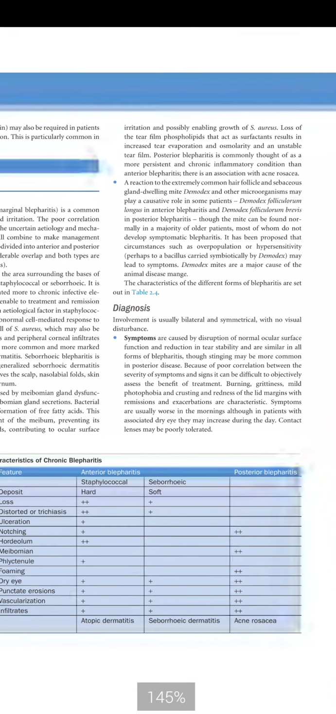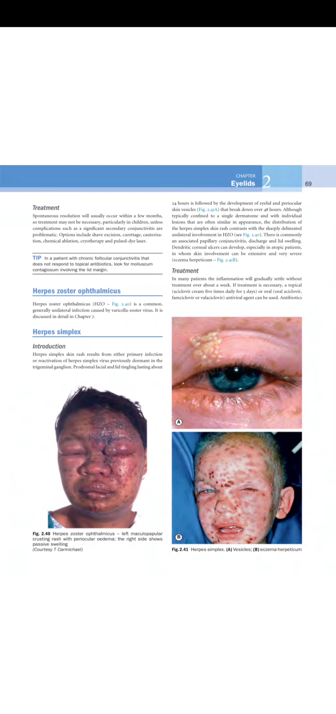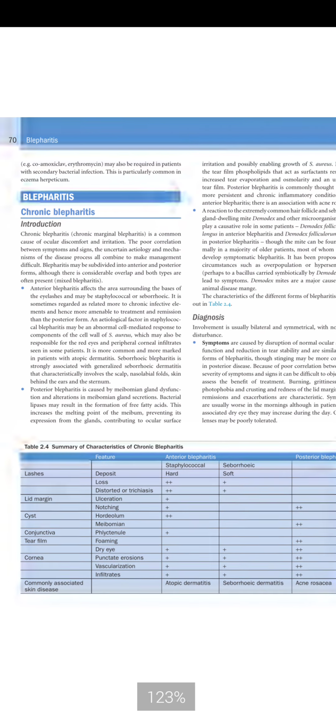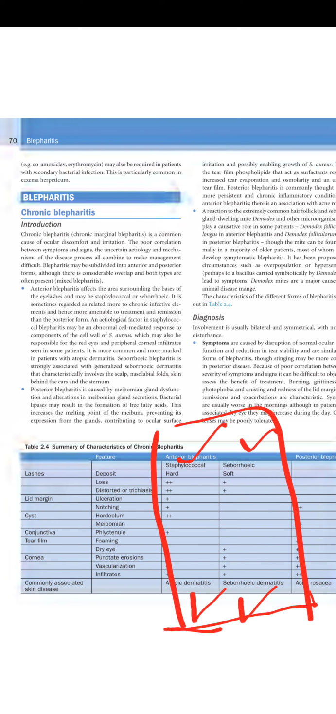So you can see the figure, table 2.1. It is showing the different kinds of blepharitis, anterior blepharitis and posterior blepharitis. One of the most important things that you must know from the MCQ point of view is the associations of blepharitis. Basically, anterior blepharitis: staphylococcus is associated with atopic, seborrheic with seborrheic dermatitis, and posterior blepharitis with acne rosacea.